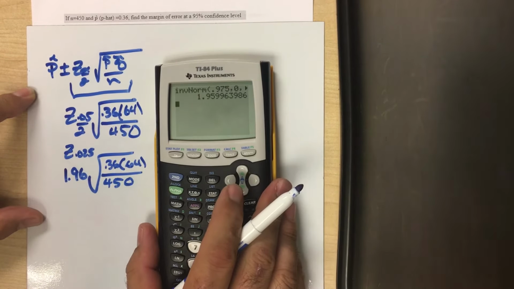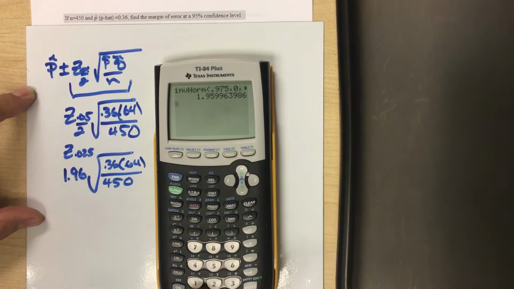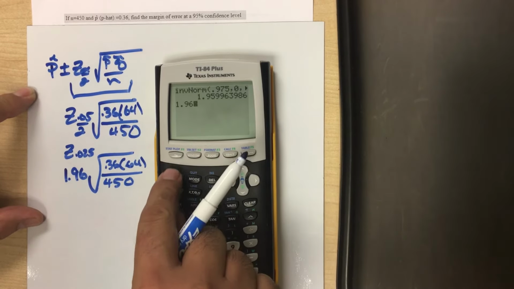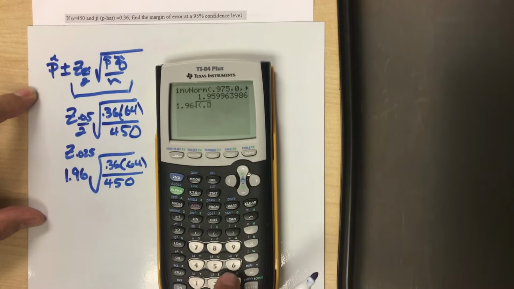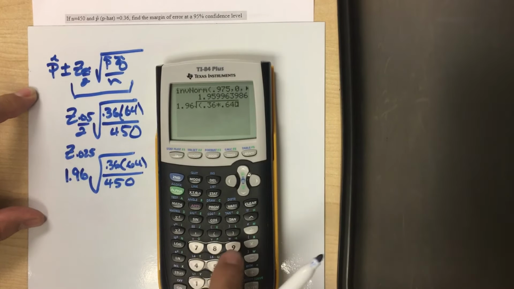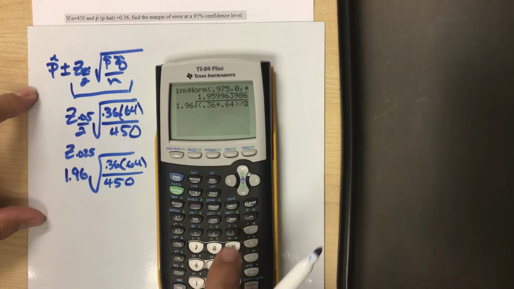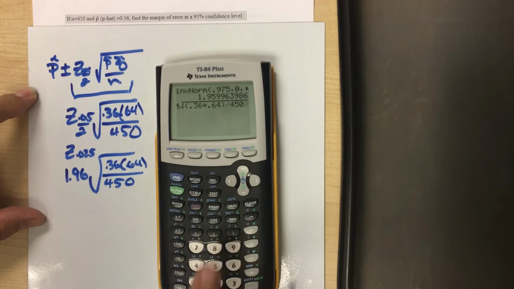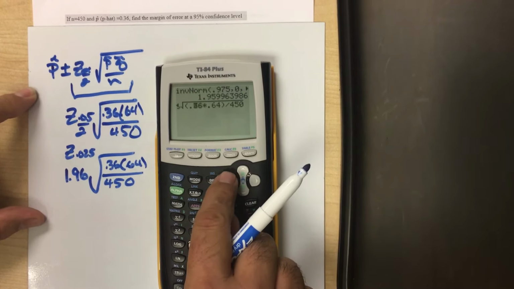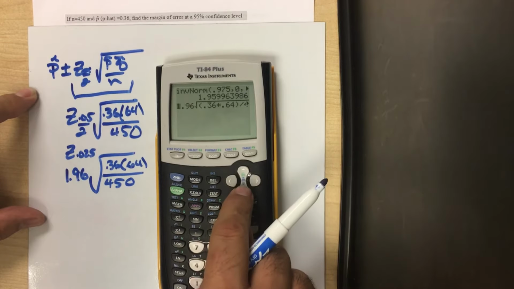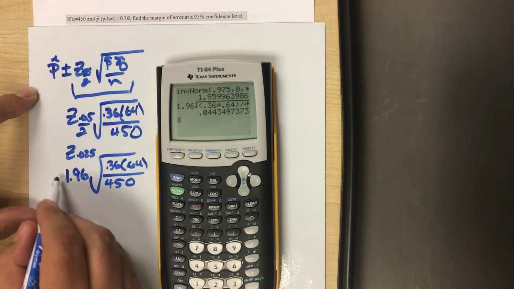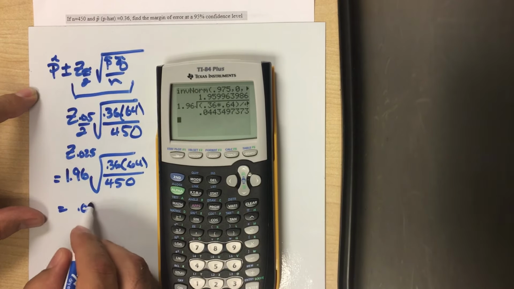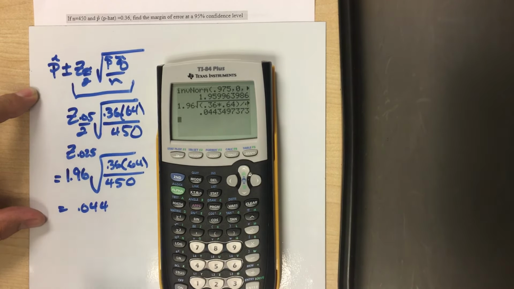All right, so then we just crunch that out, right? So we're going to 1.96 times the square root of 0.36 times 0.64 divided by 450. I think, check to make sure I've got this all plugged in okay. That looks good. So then we just enter, and we get 0.044. Looks good.